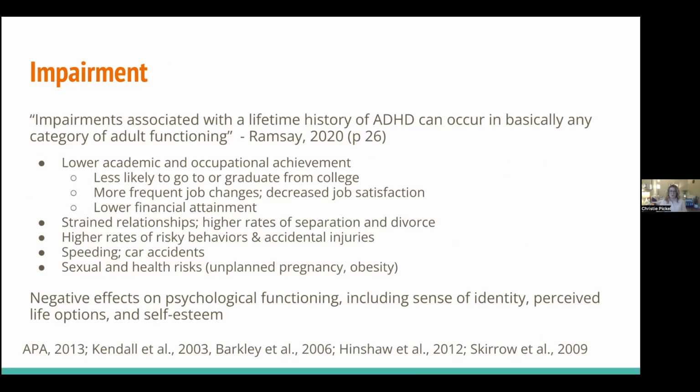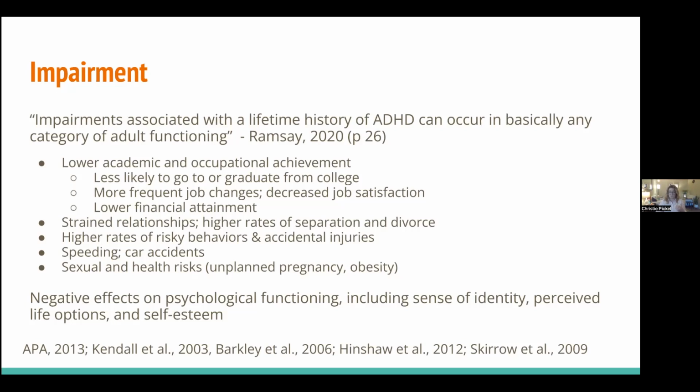And so what we see in how it can impair people is that impairment can show up in, as Ramsey puts it, basically any category of human functioning, because this is something they're taking with them all the time, right? The big areas we tend to see, the most notable ones, are certainly academic and work. So kids with ADHD are less likely to go to college. They're less likely to graduate from college. They have lower financial attainment.